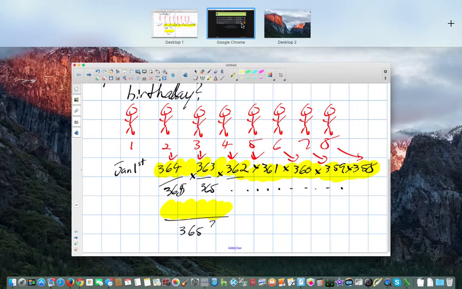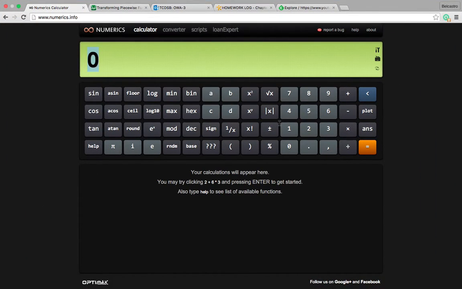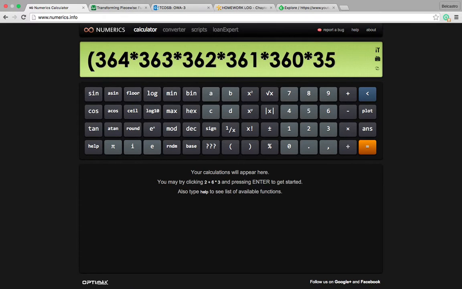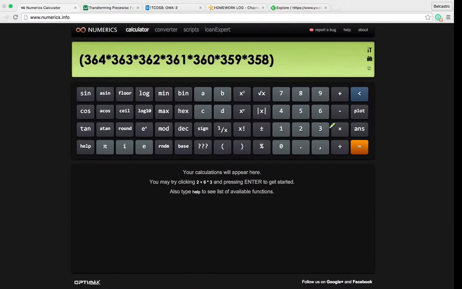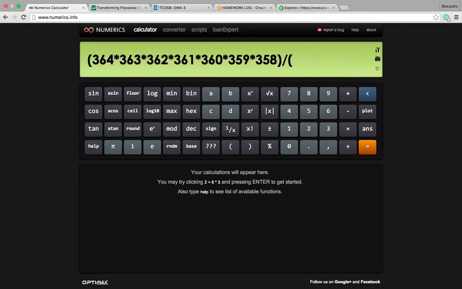So let's type these all in. I'll move this over on this side. Let's put this in brackets, right? Because there's going to be a lot to it. We're going to do all of the numerator first: 364 times 363 times 362 times 361 times 360 times 359 times 358, I think was the last value. I'm going to go over and check. Yeah. And then all of that needs to be divided by, in brackets, 365 to the power of 7. Okay. So these are actually massive, massive numbers. Let's see how it calculates.